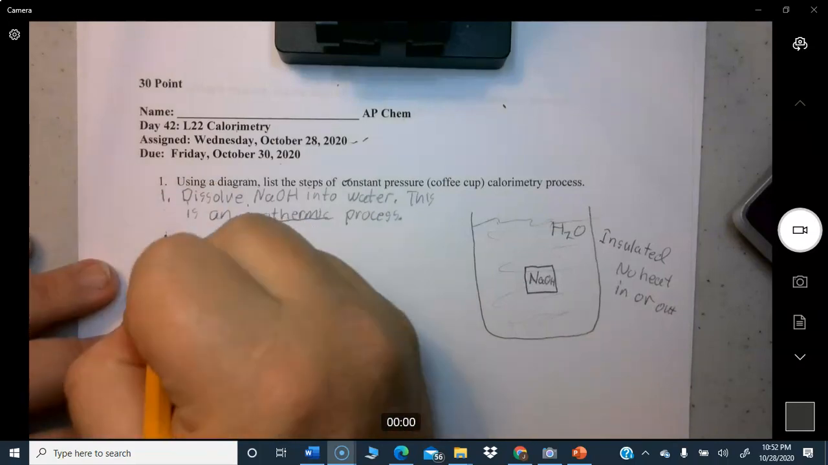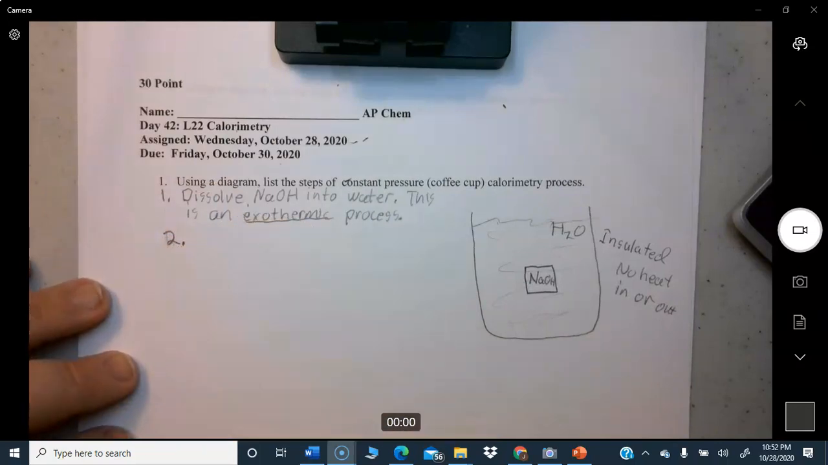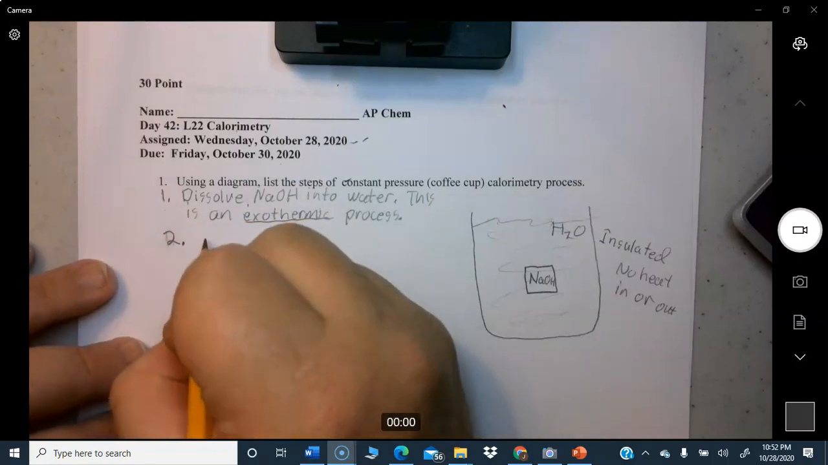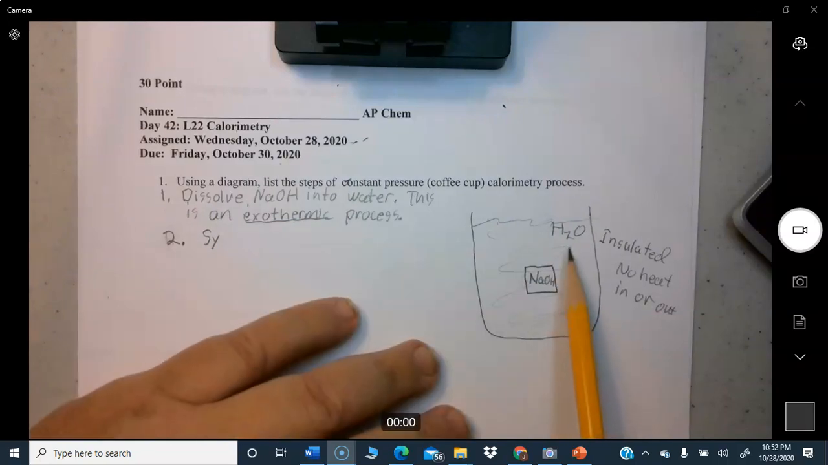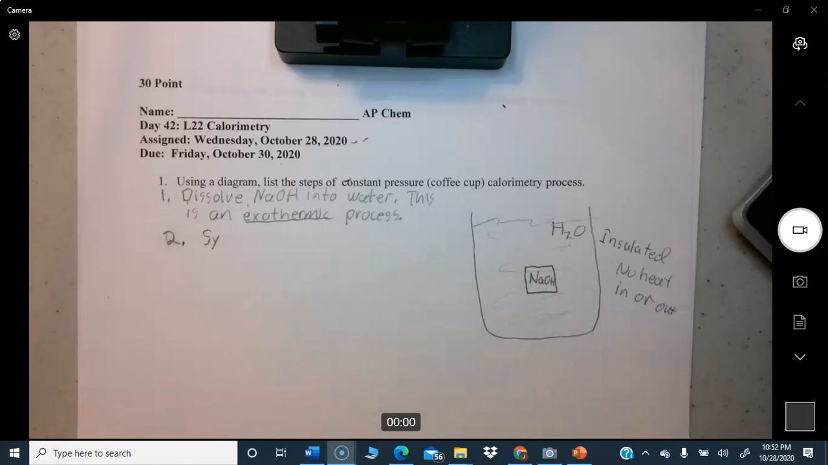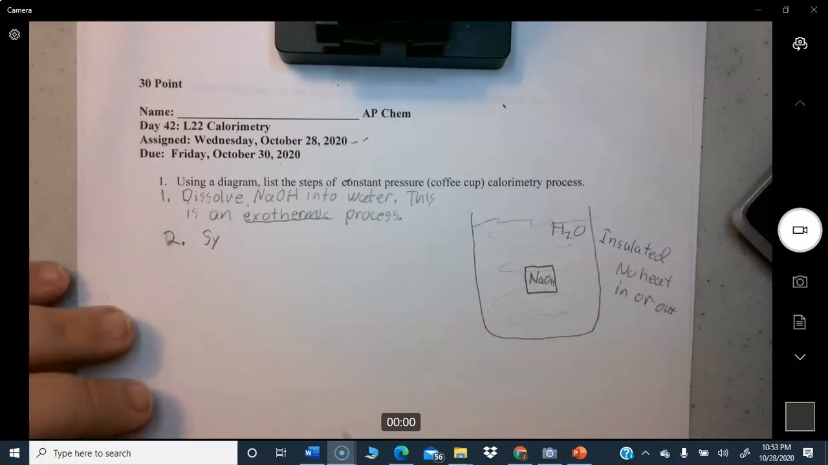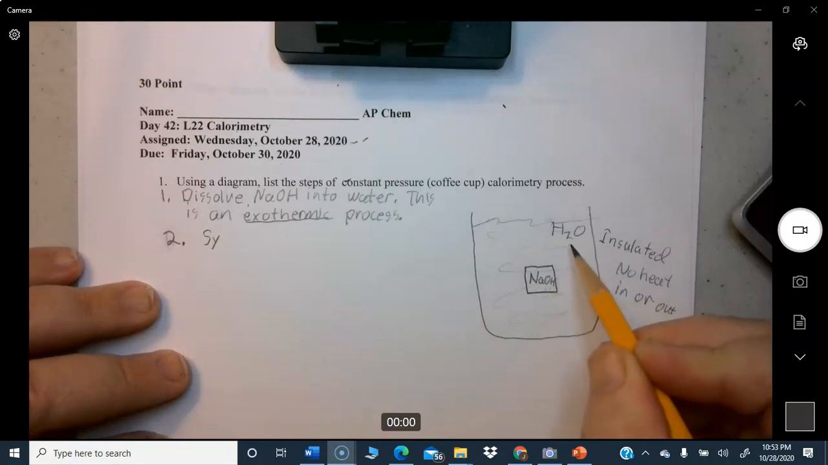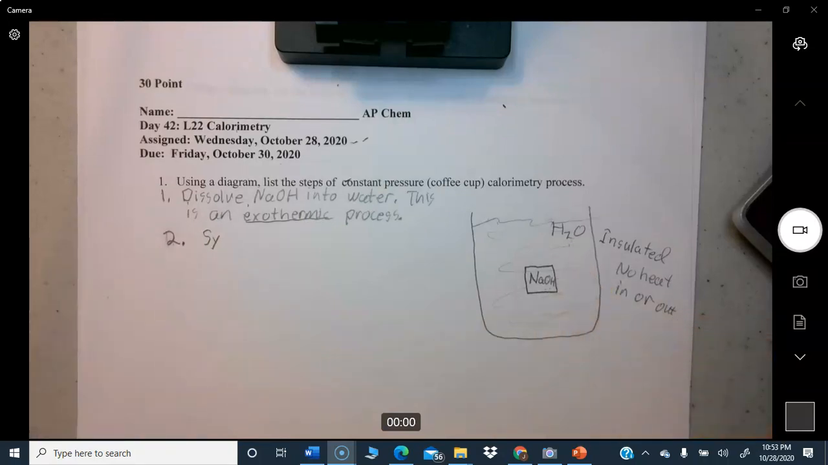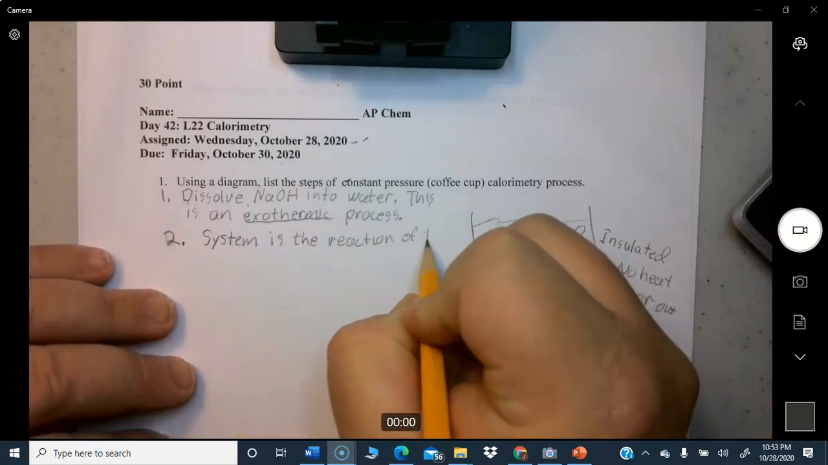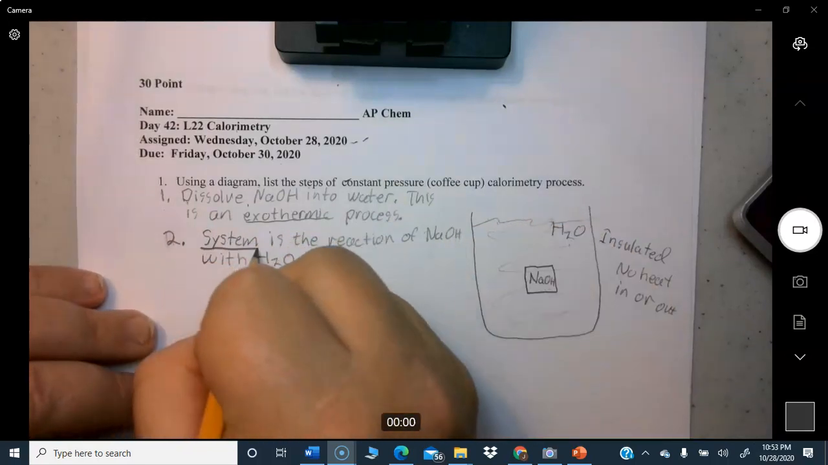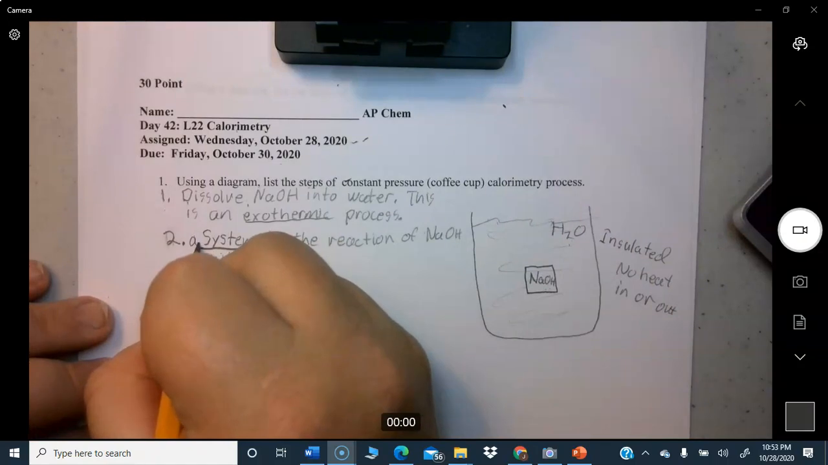So let's define the universe, the system, and the surroundings. The system is what we're studying, and what we're studying is not the water or the NaOH. It's the breaking of the bonds in the NaOH. That's the system we're interested in studying. So the system is the reaction of the NaOH with the water. It's not either the substance of the NaOH or the water, it's the reaction. It's that process of it reacting. Okay, that's A. We'll give that a sub-letter A.